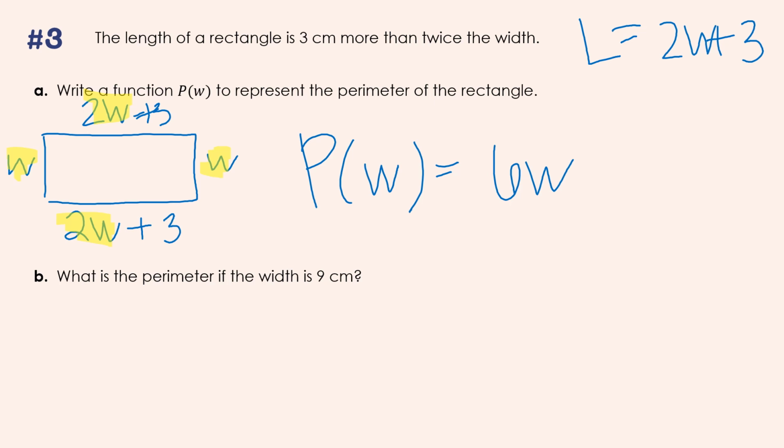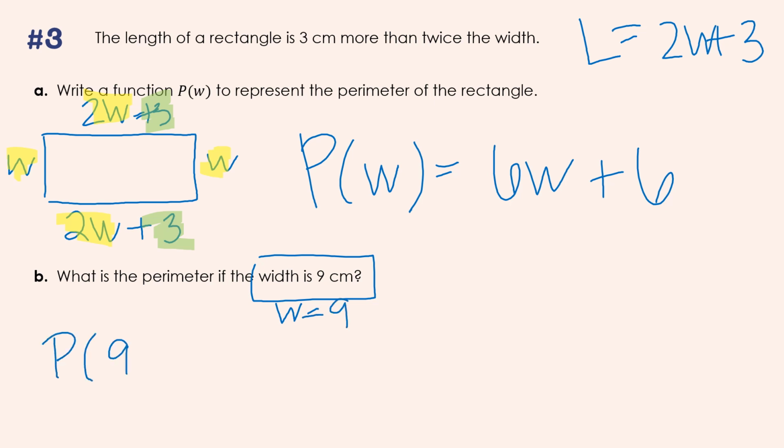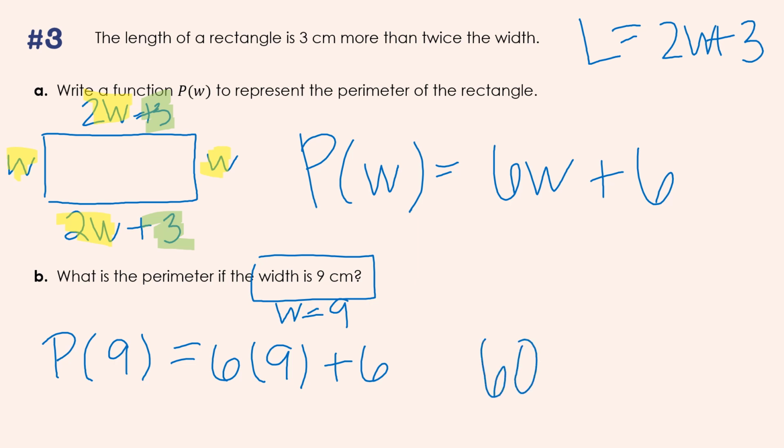And then we're going to add the constants. The constants, we've got a 3 and a 3, and 3 plus 3 is 6. So our perimeter is going to be P of W equals 6W plus 6. And then for B, it wants to know the perimeter if the width is 9 centimeters. So that means W equals 9. So we're just going to substitute 9 in. So P of 9 equals 6 times 9 plus 6. So 6 times 9 is 54, and 54 plus 6 is going to be 60. So our perimeter is going to be 60 centimeters.